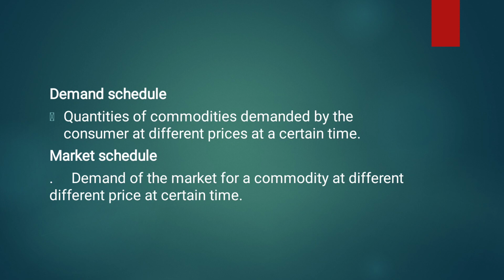Demand schedule. Demand schedule shows the quantities of commodity demanded by a consumer at different prices at a certain time. Market schedule. A market schedule, on the other hand, shows the demand of the market for a commodity at different prices at a certain time.